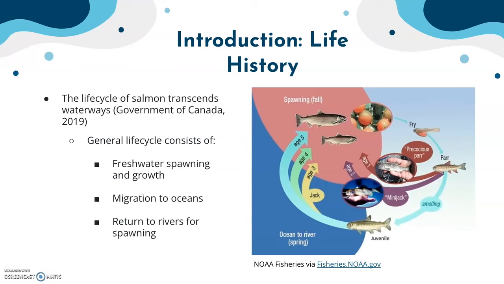So this is just a general overview of the life history of Pacific salmon. It essentially consists of freshwater spawning and growth, which is usually about a year. Then they migrate out to the oceans and stay there for anywhere from a year to 4 years. And then they return to the rivers where they spawn and die, and then the cycle starts over again.